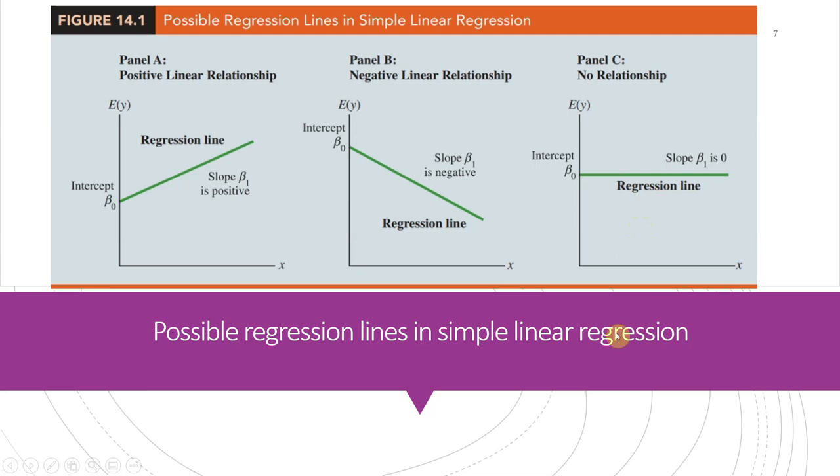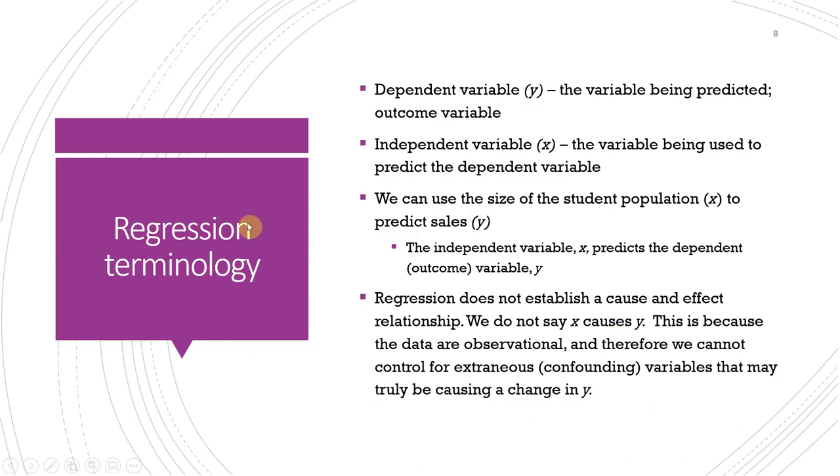They are not related. Regression terminology, I've been using it, but if you get confused, come back to this slide. Your dependent variable is Y. It's the variable being predicted. It's also called the outcome variable. Your independent variable X is a variable being used to predict the dependent variable. We can use the size of the student population, which is X, to predict sales, which is Y. So the independent variable X predicts the dependent variable or the outcome variable Y.